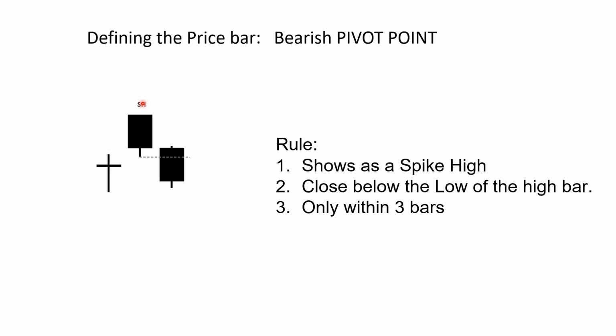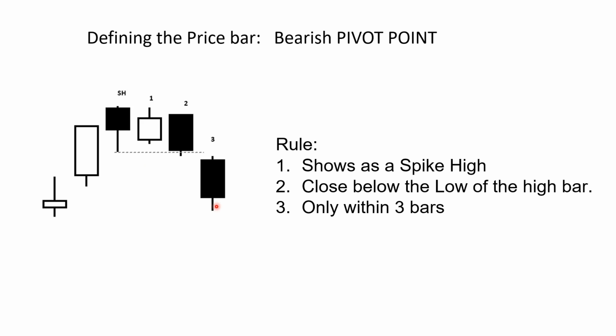And a reverse pivot, a bearish pivot, is the same. We end up with a spike high. A spike high is where price makes a high and has a lower high either side, and we don't know it is until the third bar is complete. And the pivot is determined as price closes below the low of the bar that makes the high. It's a strict fixed rule.